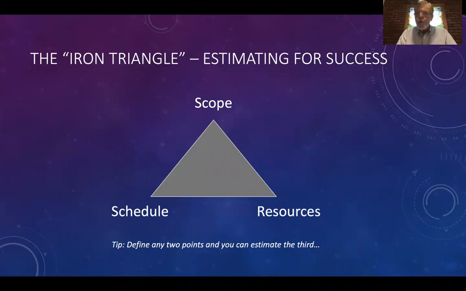Okay, so what else can you use this triangle for? I put a tip at the bottom of the slide. It says, define any 2 points and you can estimate the third. What do I mean by that? Okay, if I know I have 3 months to do a project starting on day A, and it runs for 3 months and finishes on day Z, it's a 3-month project. That's my schedule.